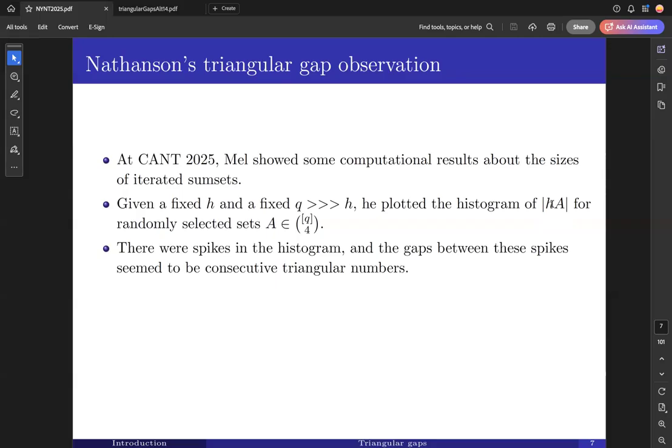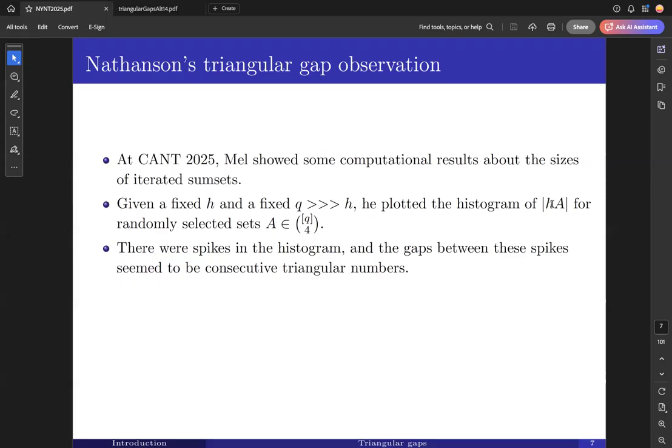What was bizarre was it appeared like instead of the most likely sumset size, then the second most likely, third most likely, and it sort of seems like it would trail off. There were some spikes, but it appeared computationally, just empirically, like the gaps between those spikes were consecutive triangular numbers. And this shot sparks in my head because of a project I'd recently finished.